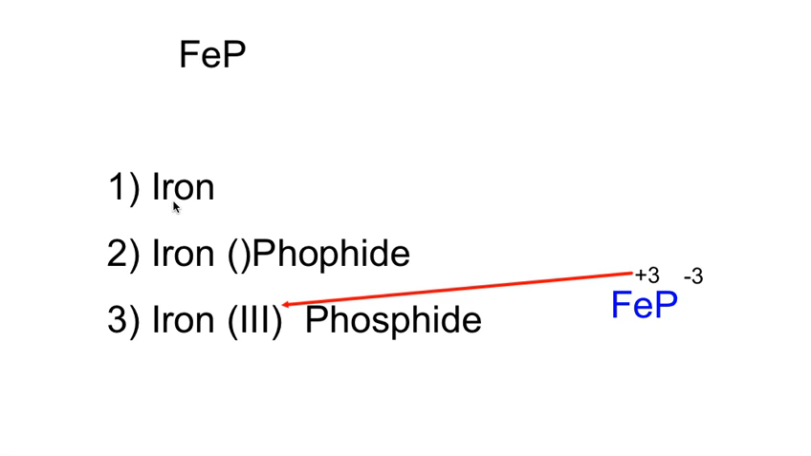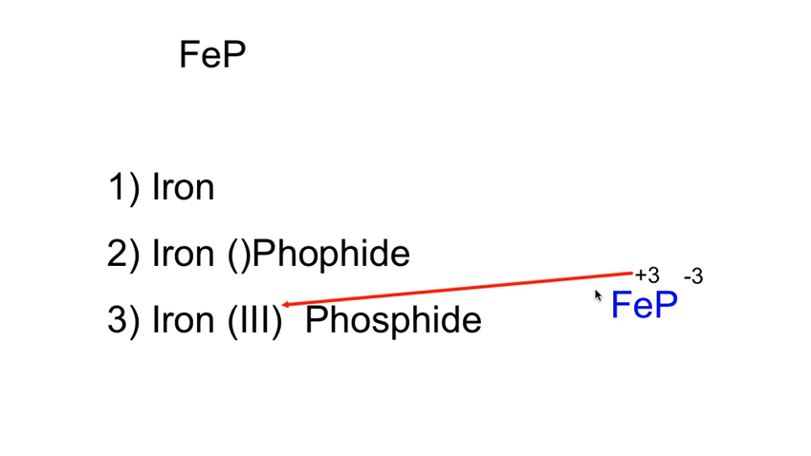So we write down the first element, iron, right? Because it's a transitional metal, we're going to put in parentheses because we know that Roman numbers are going to be written in there. We go to P on the periodic table, which is phosphorus. So we change phosphorus to phosphide. And now we have to figure out what the Roman number is that we're going to have to put in here.